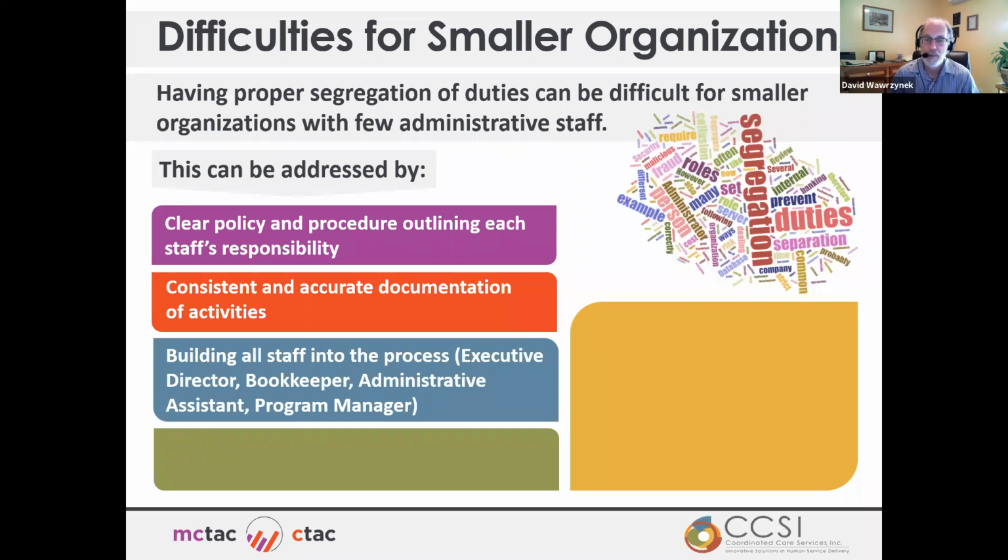Build all staff into the process that you can. You have an executive director, you have a bookkeeper, you may have an administrative assistant. Bring your program managers in. I know it's a burden on staff, but you have to utilize your staff in this segregation of responsibilities. Don't be afraid to bring a program manager in and give them some kind of task as part of your segregation of responsibilities, something that you can easily train.